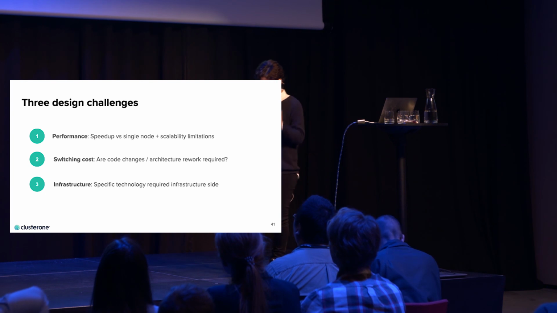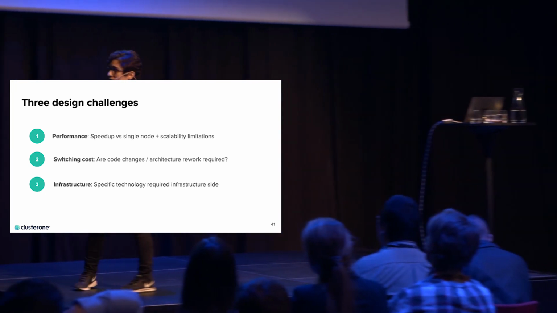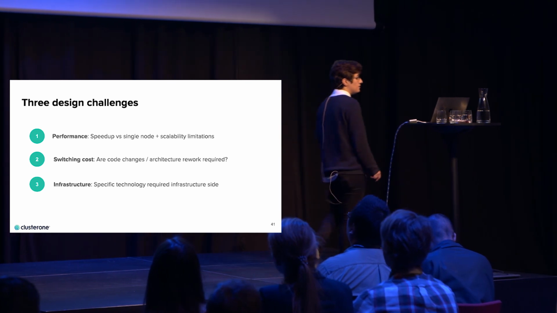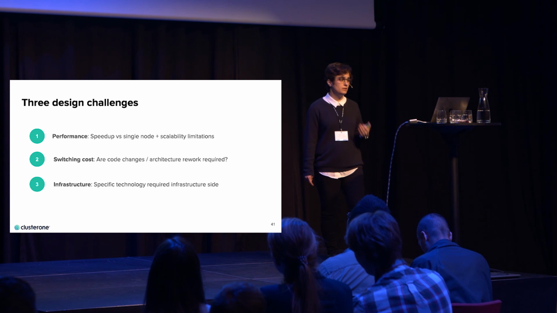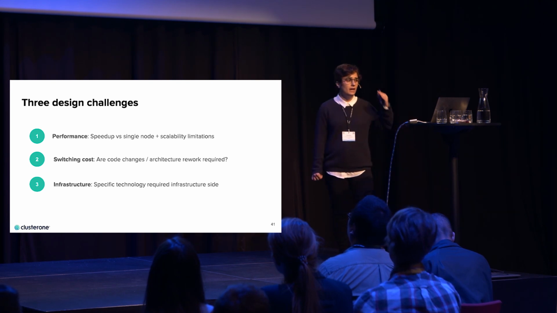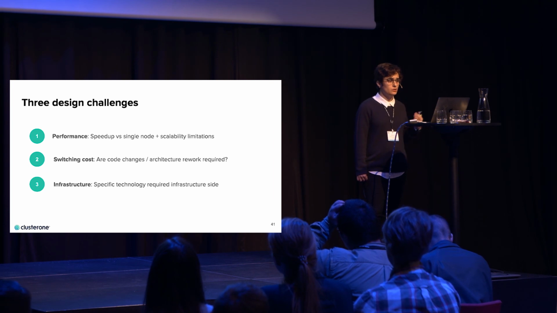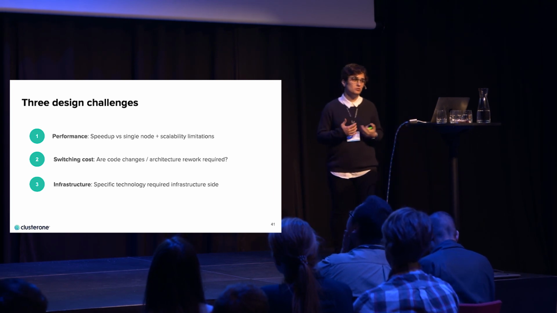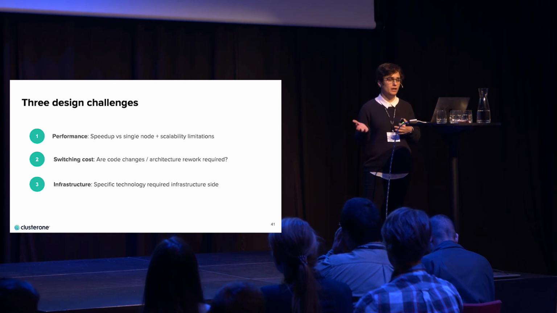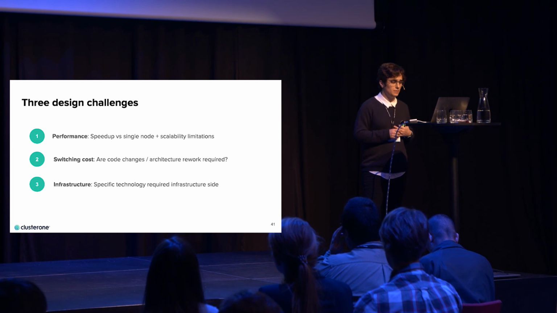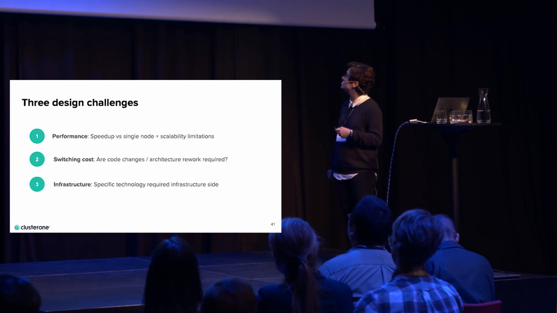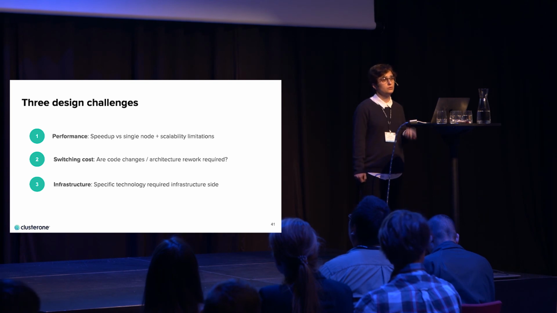So to finalize, what I want to say is that there are three design challenges to consider when you are deciding what kind of distributed solution to use. The first one is performance. The question to ask is whether or not you gain the speedup that you want compared to a single node, and if there is a cap to your scalability. The other one is switching cost. As a data scientist, I usually don't want to change my code, and I also want to know how much I need to change my architecture. And finally there is infrastructure: you need to know if a design requires a specific technology or certain knowledge of infrastructure in order to use it.